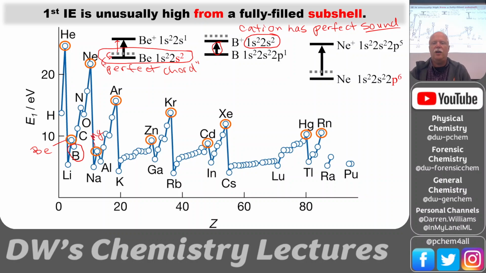And so here's the neon one. Again, this one right here is stabilized. So when you stabilize the neutral, this arrow gets longer, and neon is harder to ionize.